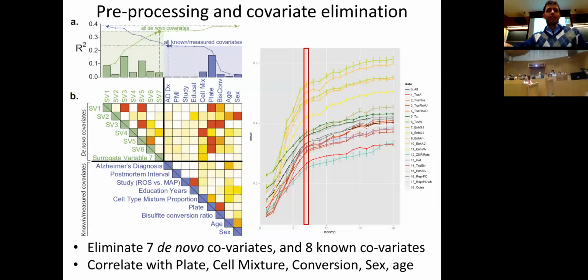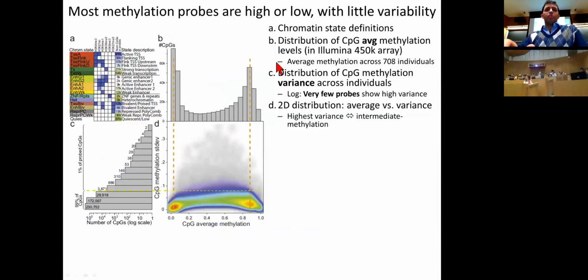All right, so then we can start asking, after we do all this correction and we remove all these 7 singular values and all of these known covariates, what remains and where does the variation happen?